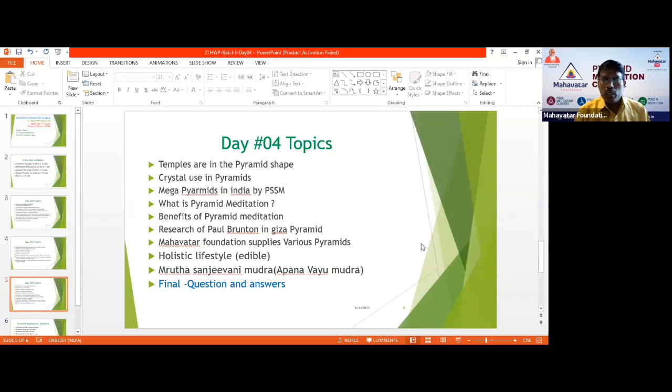We also provide a chair where the chair itself is pyramid-shaped. The chair itself is a pyramid. We made it and we supply it. Then you can sit under that and gain a lot of cosmic energy. Friends, cosmic energy is everywhere.